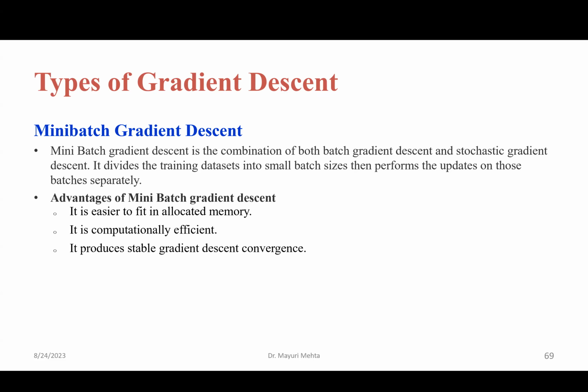In mini batch gradient descent, as it is a combination of these two, we consider a batch, but we do not consider the full batch. We consider the mini batch. So what is a mini batch? It divides the training data set into small chunks. They are called mini batches.